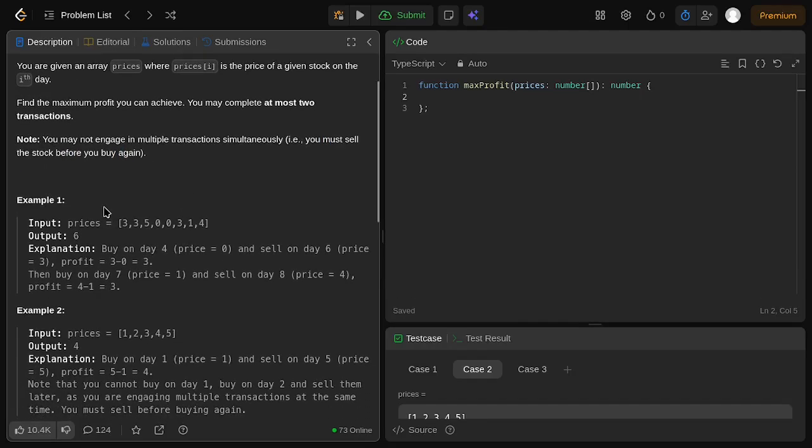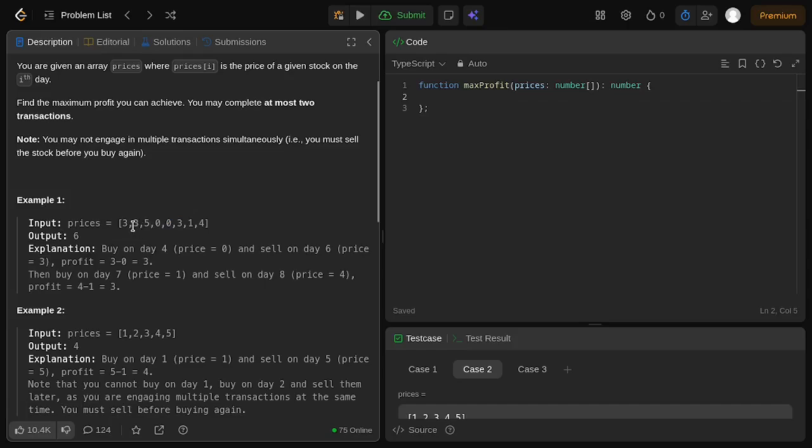For example number 1 right here, we have the input prices array, which is 3, 3, 5, 0, 0, 3, 1 and 4, and the output is 6. In the first example we have the pair of 3 with 5, which is a profit of 2, and we have another profit of 3, and finally we have another profit of 3. Since 2 is the first transaction, this part is the second transaction and this part is the third transaction, we cannot simply put 3 of them into 1.